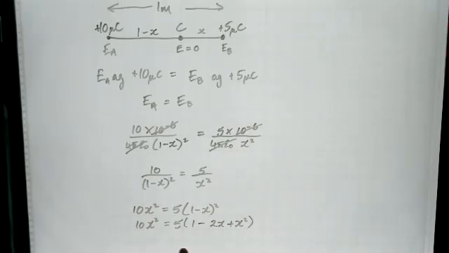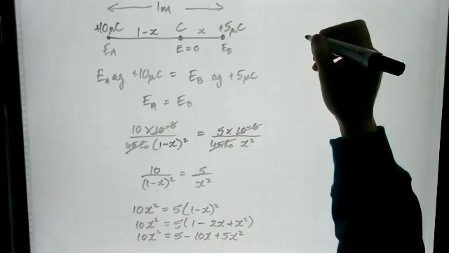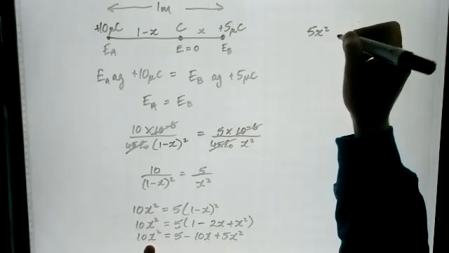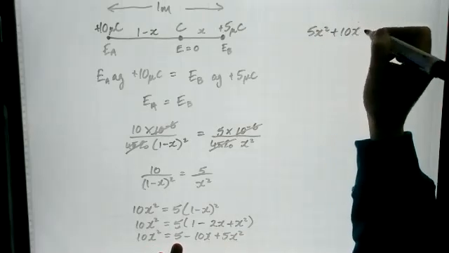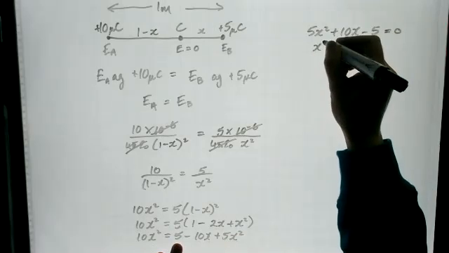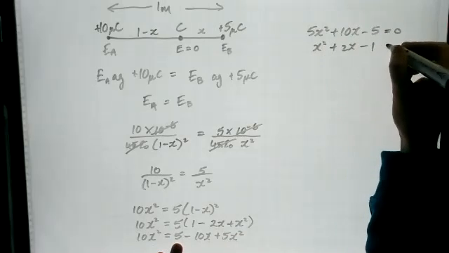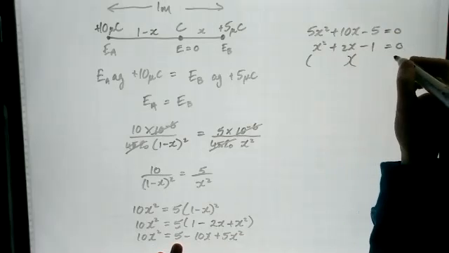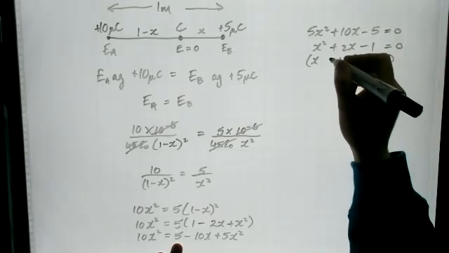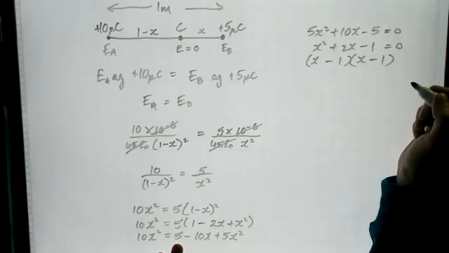Just some algebra. Okay, so 10x squared equals 5 minus 10x plus 5x squared. So 10x squared minus 5x squared gives 5x squared plus 10x minus 5 equals 0. Divide through by 5: x squared plus 2x minus 1 equals 0. Then we use the factorizer.